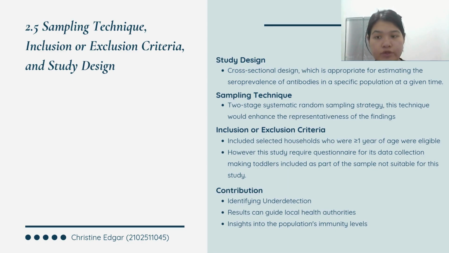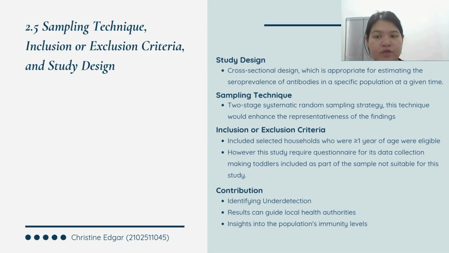Next, I'll explain the sampling technique, inclusion or exclusion criteria, and study design. This study appears to use a cross-sectional design, which is appropriate for estimating the seroprevalence of antibodies in a specific population at a given time. This study also used a two-stage systematic random sampling strategy. This technique will enhance the representativeness of the findings. Random sampling helps ensure that different segments of the population are adequately represented, minimizing selection bias.